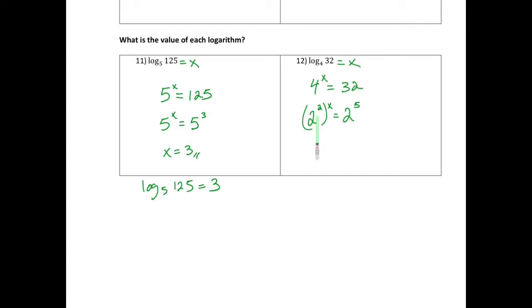Property of exponent tell me that if I have a power raised to an exponent, I multiply those powers. I'm not adding or subtracting, I'm multiplying those two powers. So that means that I have 2 to the 2x equals 2 to the fifth. And now that I have my bases are the same, that means that the exponents has to be the same. So 2x has to equal 5. And now I'm just dividing by 2. So x equals 5 over 2.